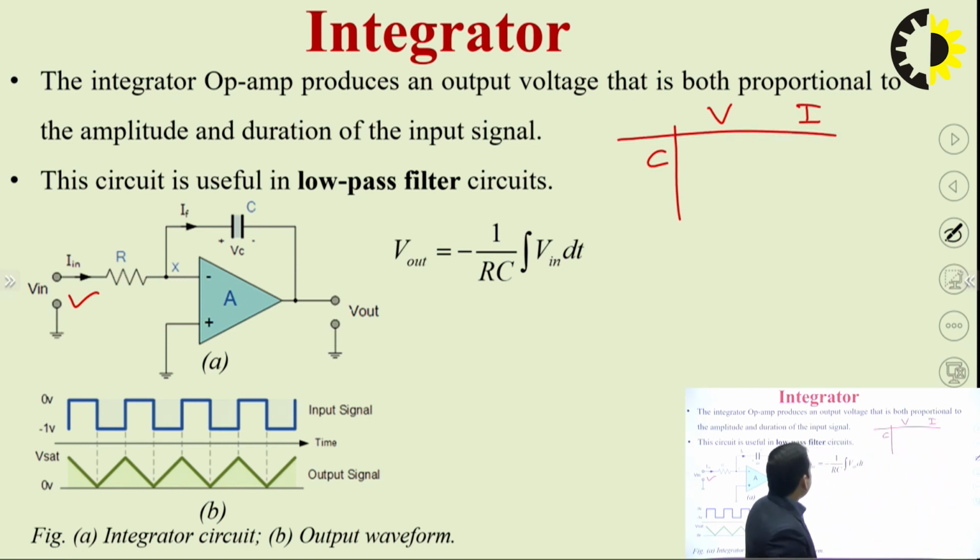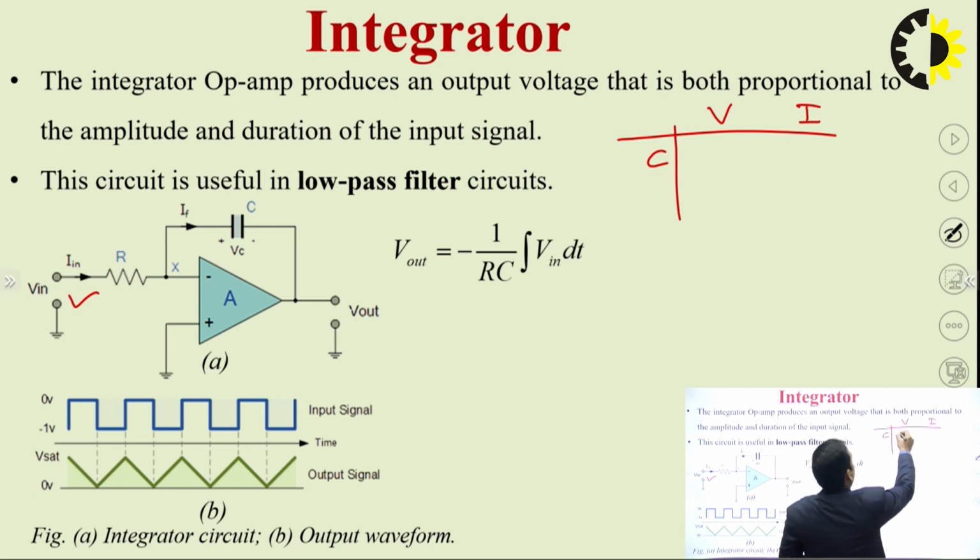So what is the voltage? If C is the capacitance and I is the amount of current through the capacitor, then what can we say about the voltage? V equals 1 by C integration of I dt.